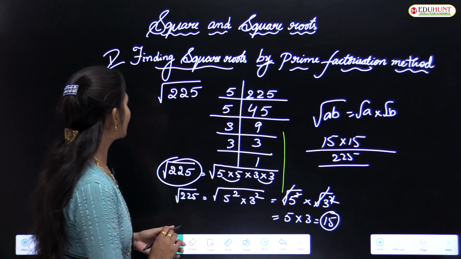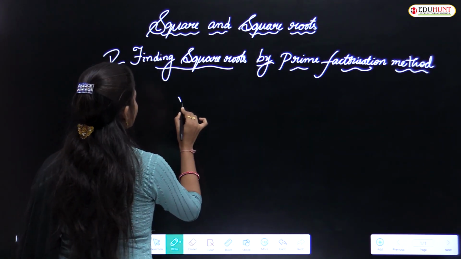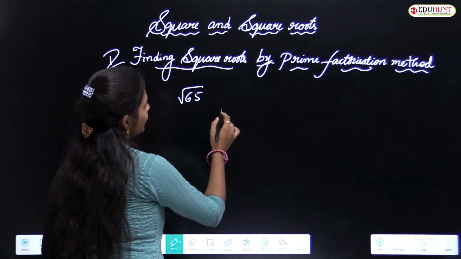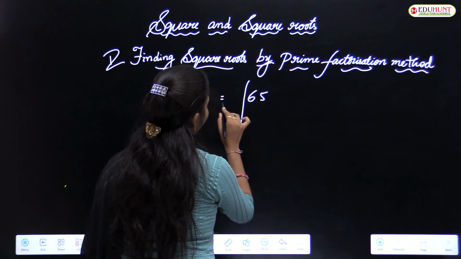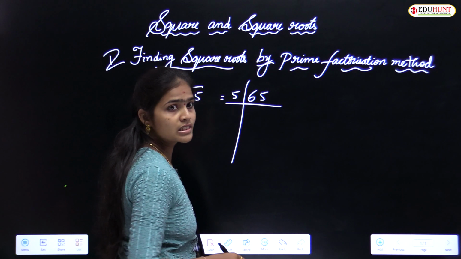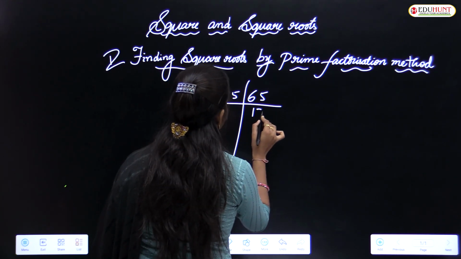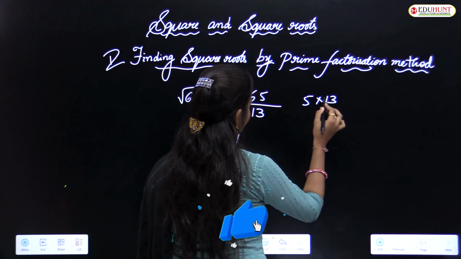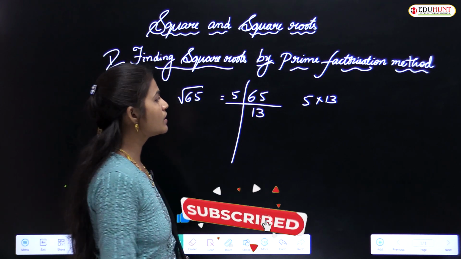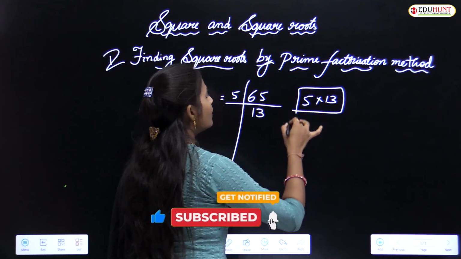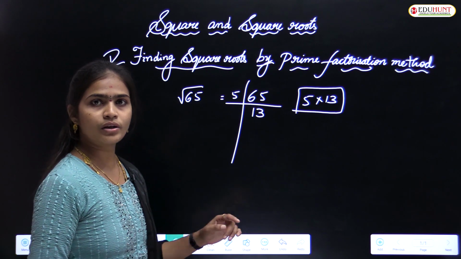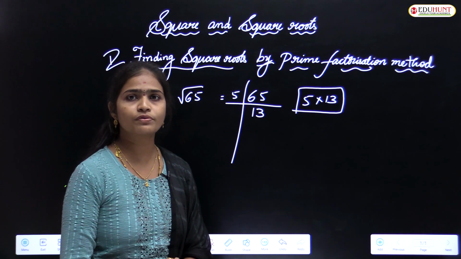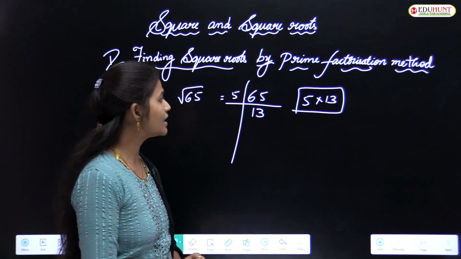I'll give you one more example: the square root of 65, which I want to find by the prime factorization method. The prime factorization of 65 is 5 into how much equals 65? 5 thirteens, 13 fives are 65, no? So the prime factorization is 5 into 13 only, because 13 is a prime number, we know that. Is 5 into 13 a perfect square, so that the square root of 65 can be found? No. How can we say that?